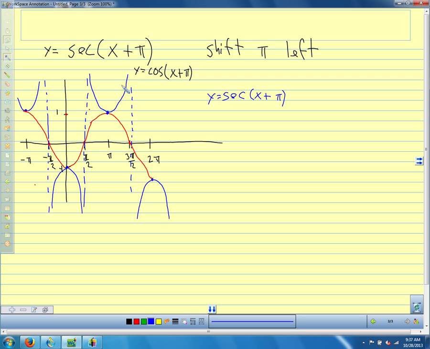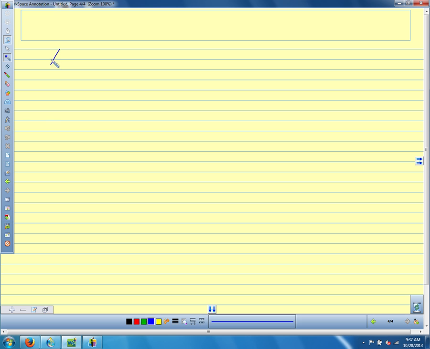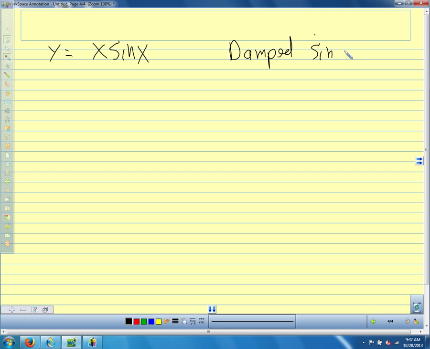All right, very briefly, I wanted to mention another kind of trigonometric function. We're not going to go into a lot of detail with these, I just wanted to mention them so you have seen them. We can have a function like y equals x sine x. So instead of a number out front, I have a function. Well, we can still think of this function as the amplitude. So we call this a damped sine function.